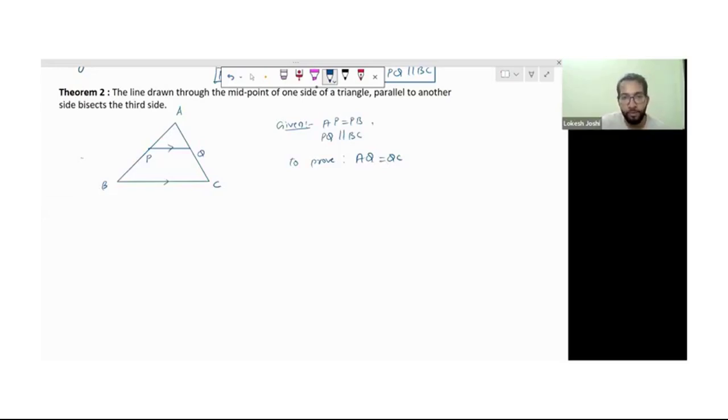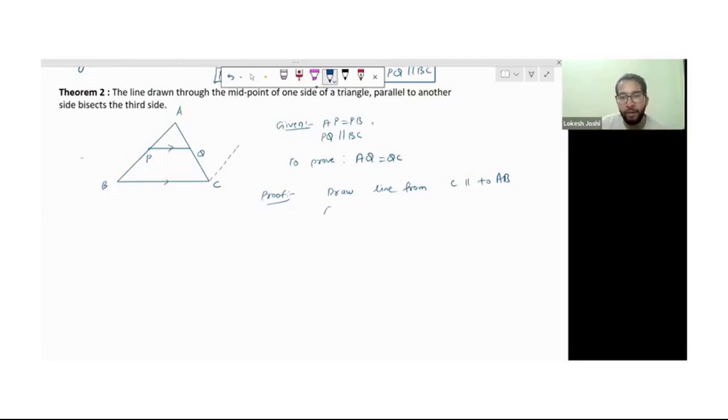Now I am starting my proof, and in this case also our proof will start from a construction: draw a line from C parallel to AB. So it will look like that.